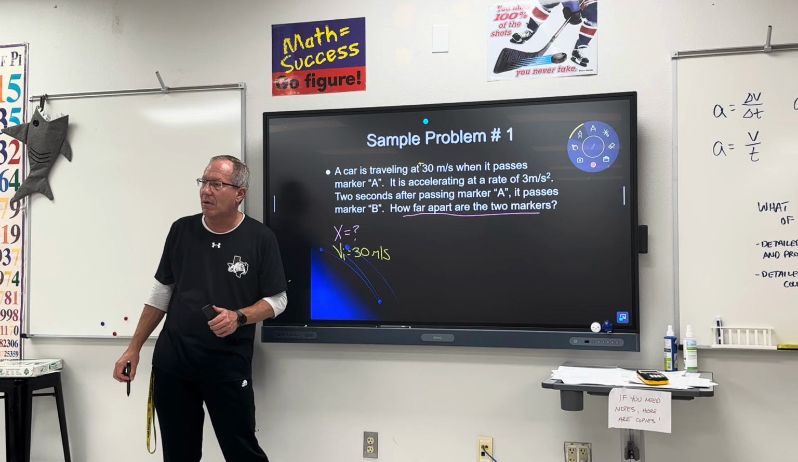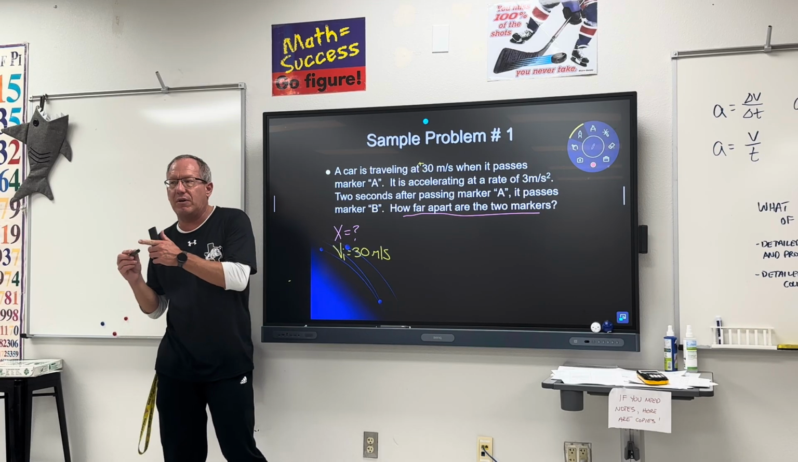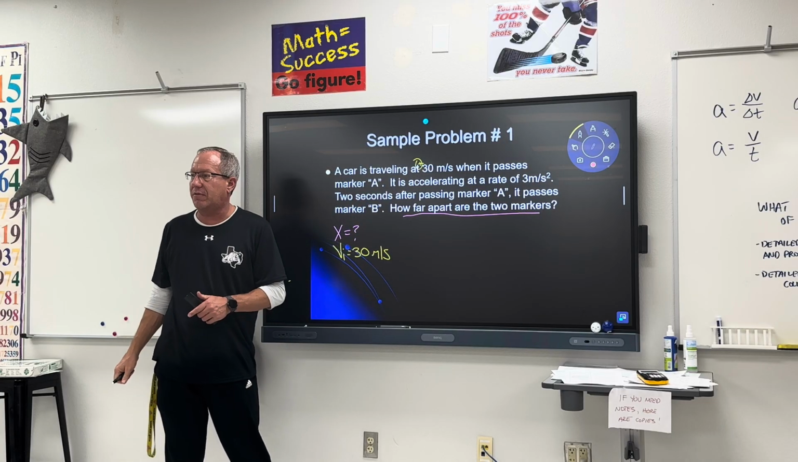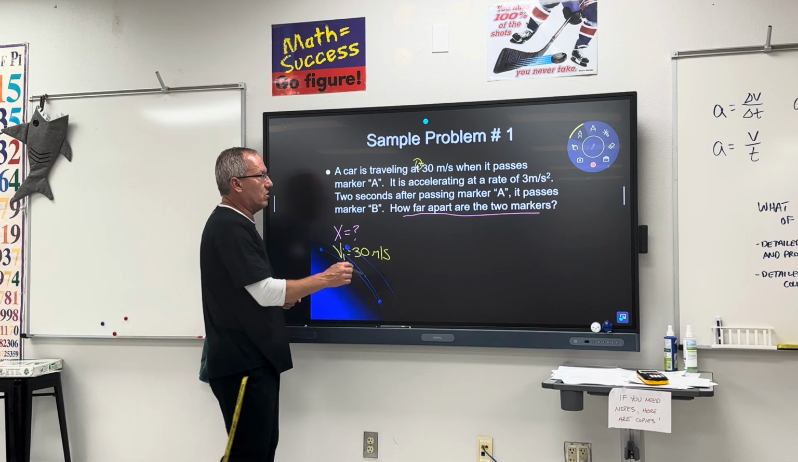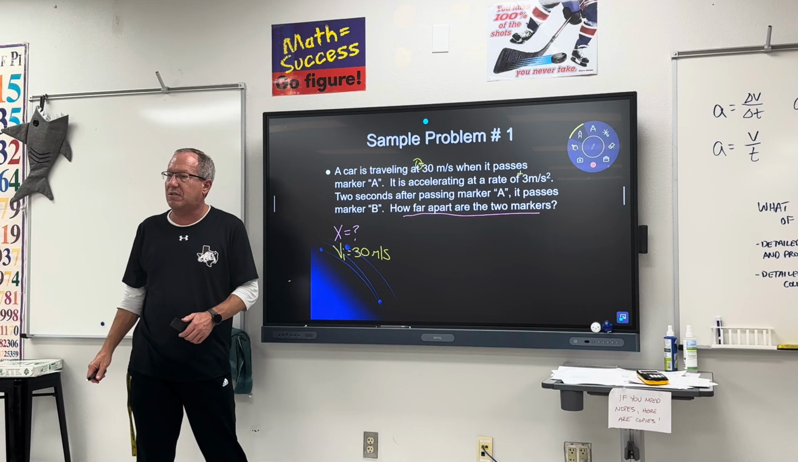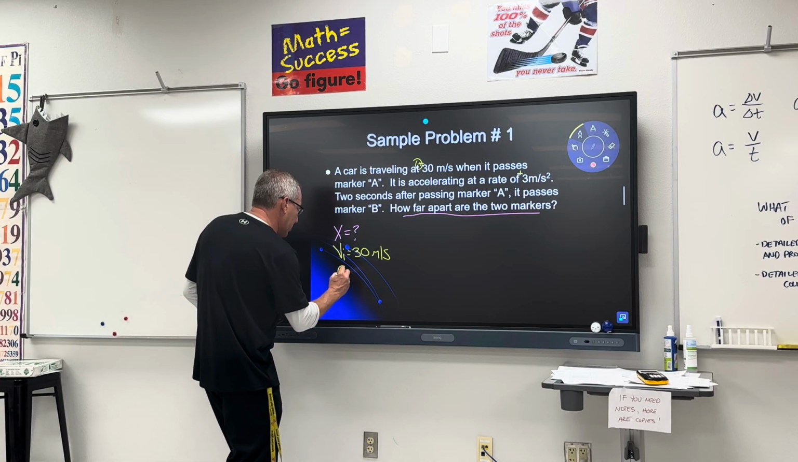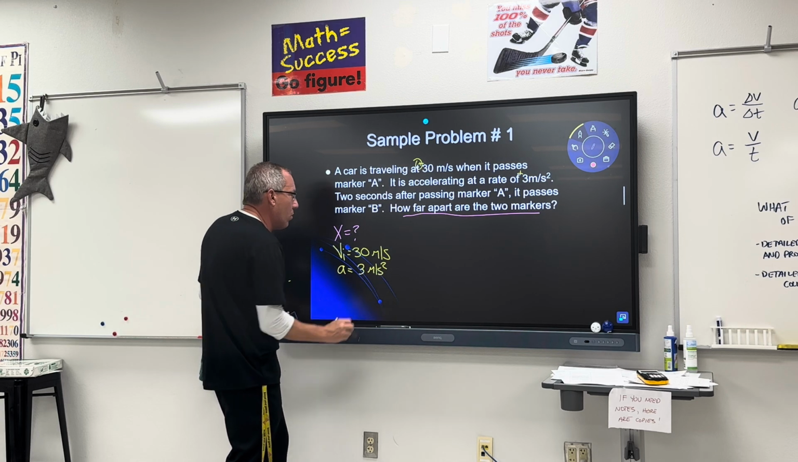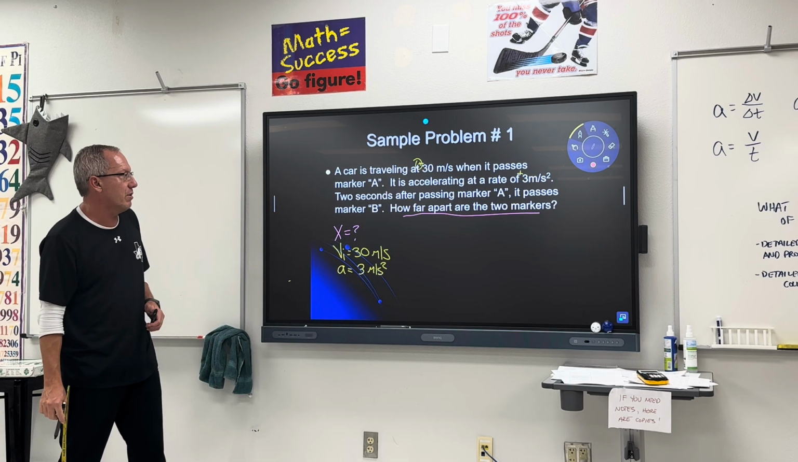Marker A is the origin. That thing's moving away from marker A, so we know that it is going to be positive, right? And if it's accelerating at a rate of positive 3 meters per second, which pretty much means this thing is going to speed up, so acceleration equals 3 meters per second squared. Cool. What's another variable here?